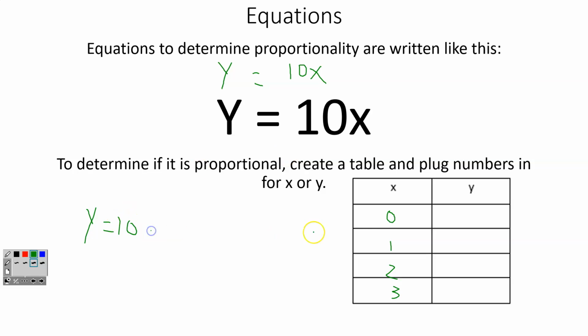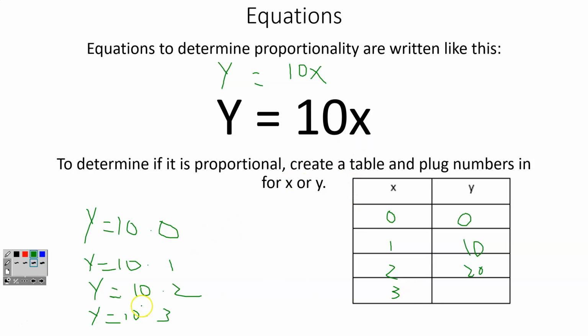10 times 0. Well, 10 times 0 is 0. Next one is y equals 10 times 1, which is 10. Then I'll do y equals 10 times 2, which is 20. Then last one, I'll do y equals 10 times 3. So all I did was substitute these numbers in where the x was. And when I do 10 times 3, I get an answer of 30. So we just used this equation to fill out our table.